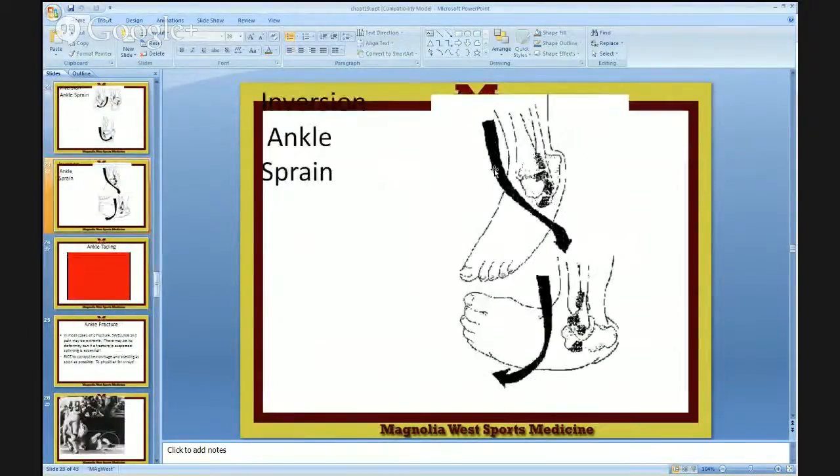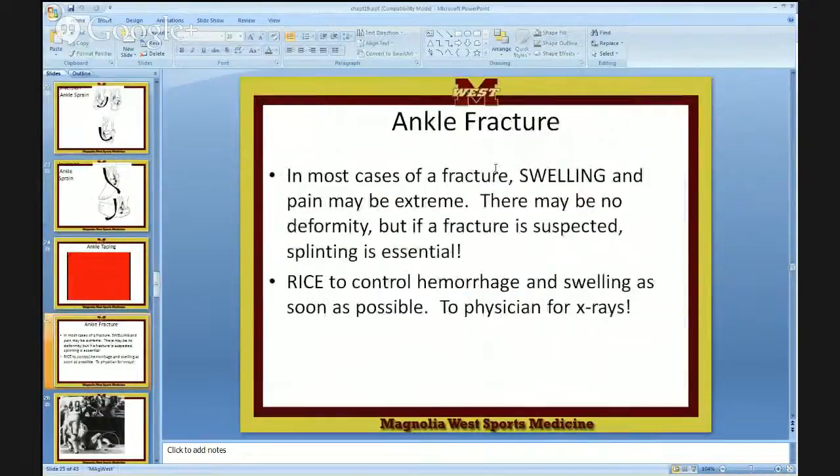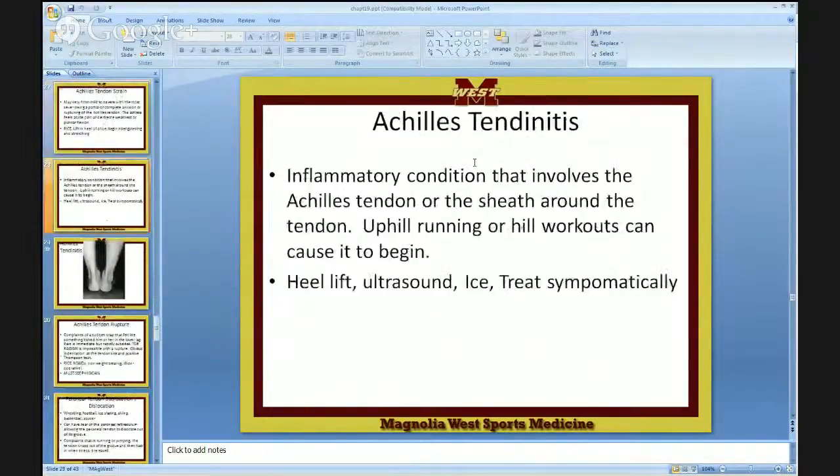Let's go all the way down to 25, which is right there. It says ankle fracture. In most cases of a fracture, swelling and pain may be extreme. There may not be any deformity, but if a fracture is suspected, splinting is essential. That is common sense. If you suspect a fracture, it is essential. All right, let's go to number 35.